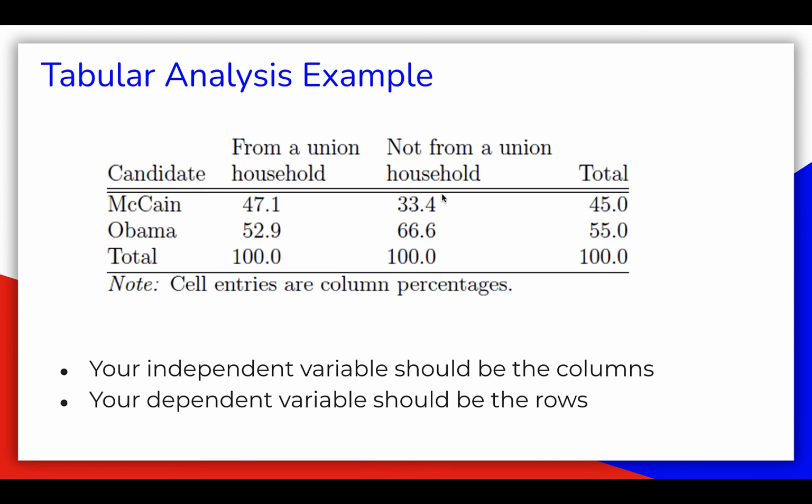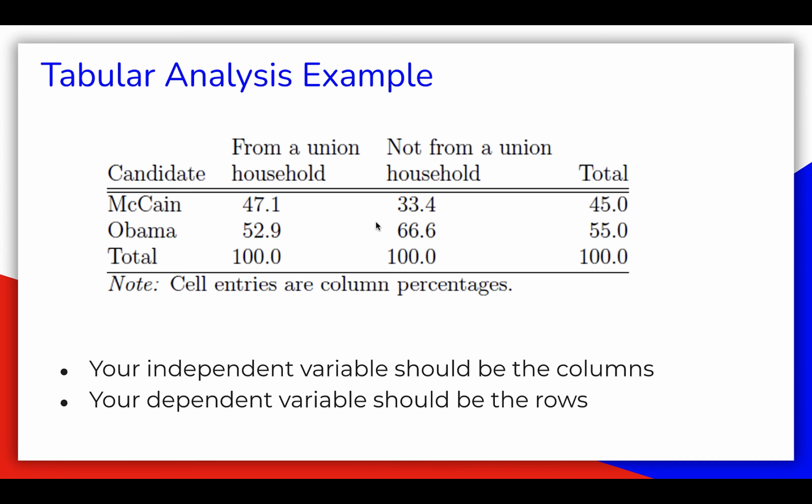So down here, this is 100% of people from a union household, 47% of people from a union household voted for McCain, and 53-ish% voted for Obama. These are clearly percentages, right? So this gives you an idea of what we are working with. And it even has a really nice note here. Cell entries are column percentages, okay?